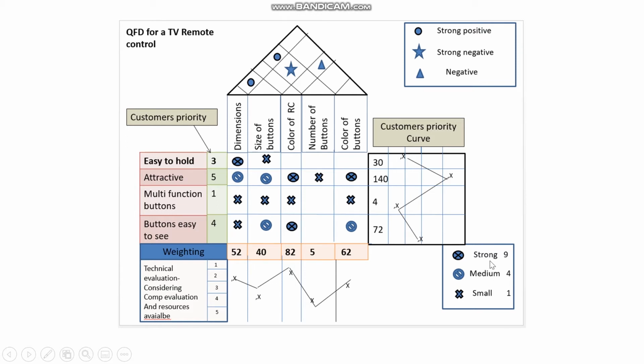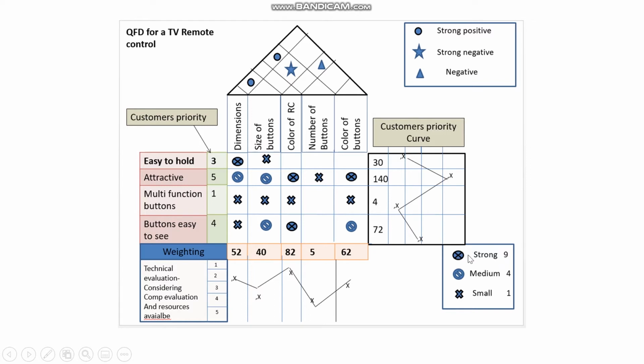Sir, what is this strong, medium, small? How does it have an impact in building the house of quality? You see here, easy to hold and dimensions. Yes, if it is a very big dimension, it's very difficult to hold. So if the dimension is normal, then it is easy to hold. Yes, there is a strong relationship between easy to hold and dimensions.